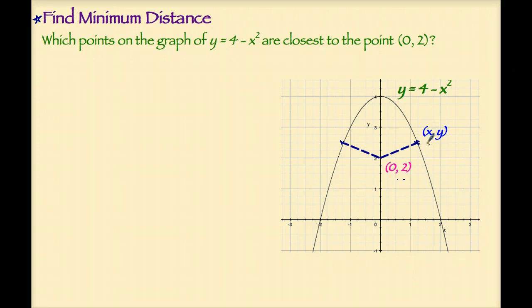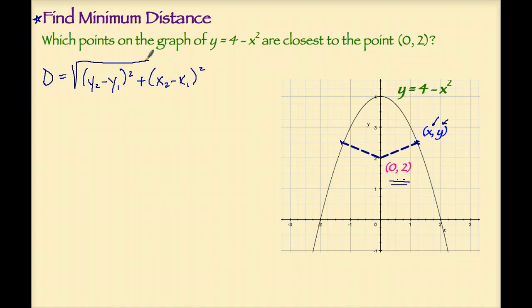But what we're going to do is say whatever that point is, we're going to assign it the variable (x, y). We're looking for an (x, y) that is closest to (0, 2). Since we're minimizing distance, we're going to use the distance formula. Remember, it looks something like this. Distance will be the square root of, subtract the y values, y2 minus y1, quantity squared, and then subtract the x values, x2 minus x1, quantity squared. Add those two squared quantities together and take the square root, and you have the distance between 2 points.